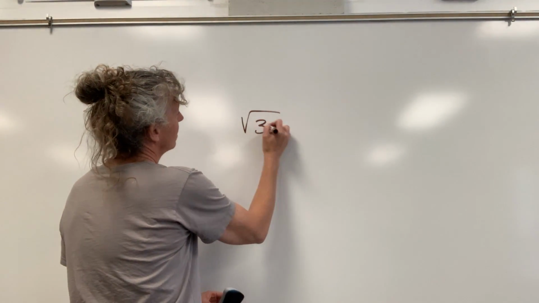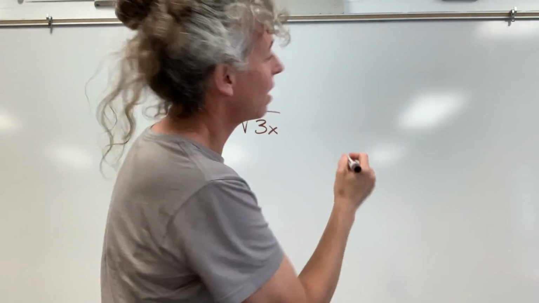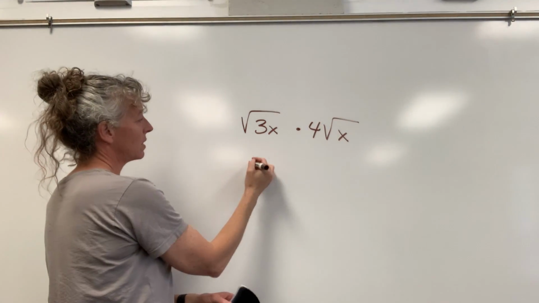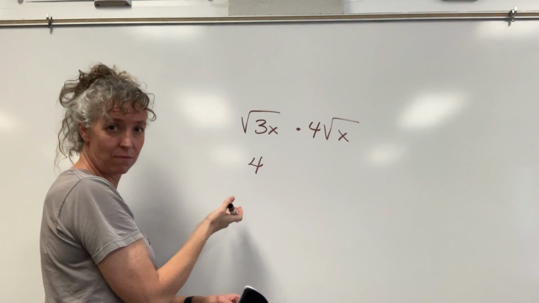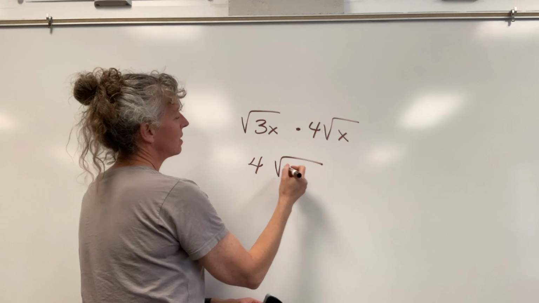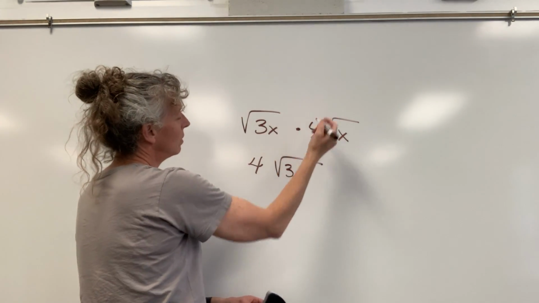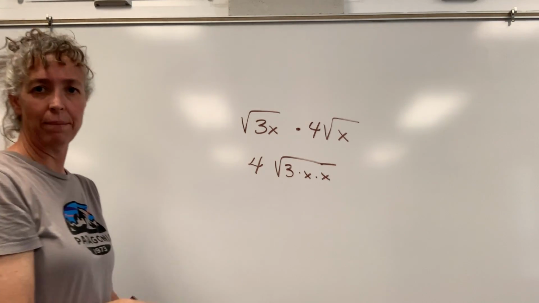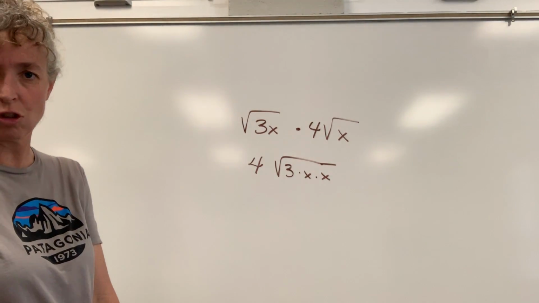Let's look at example 2b. Square root of 3x, and then I have times a 4 square root x. So what I like to do is I like to put everything that's on the outside first, and then, since we're multiplying, I put everything that's in a square root symbol together under 1. I just combine them and put them all under 1. It makes it a little easier to keep everything straight.